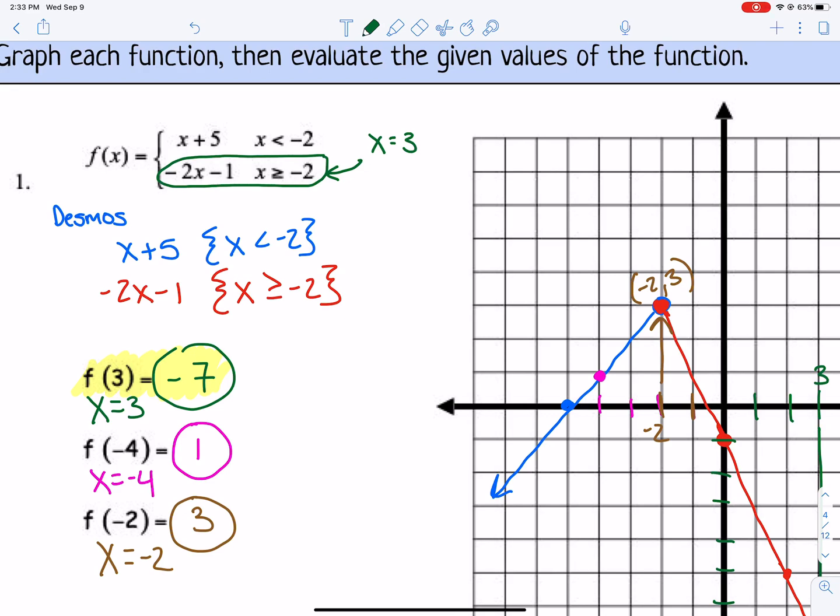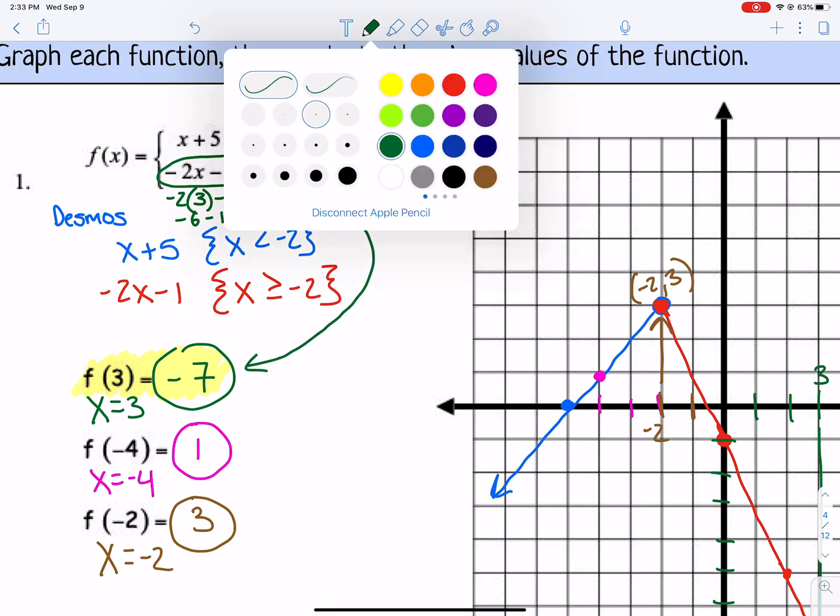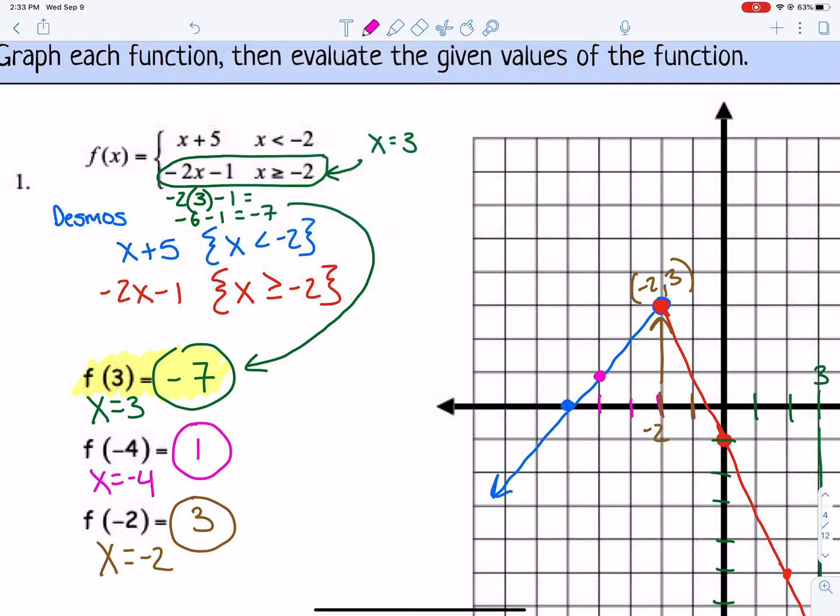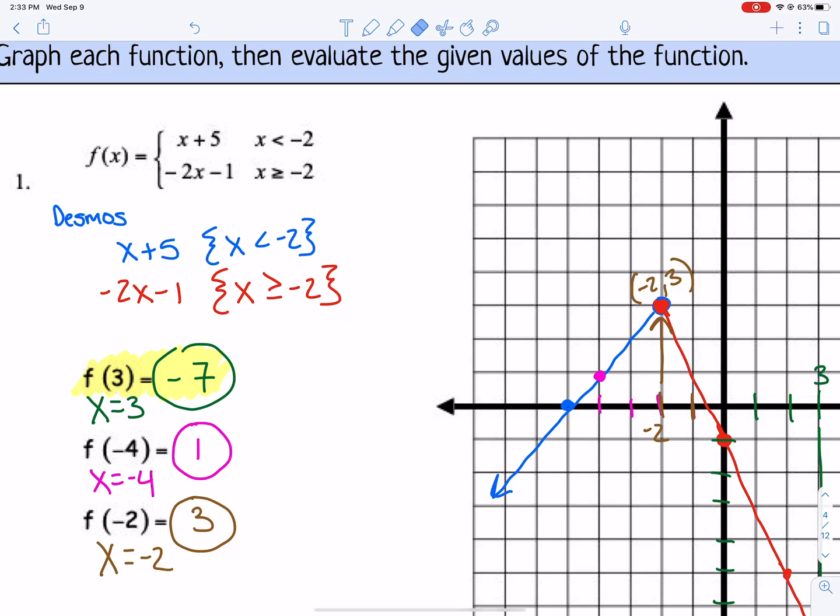So then we could plug it in for x in that part of our function. So -2 times 3 minus 1, that gives us -6 minus 1, which is -7. So notice that is what we got when we looked at our graph. They should definitely come out with the same number. It just depends on which way you want to look at it. Let's do the next one. So I'm just going to erase that, but hopefully you wrote that down. Let's look at the next part.